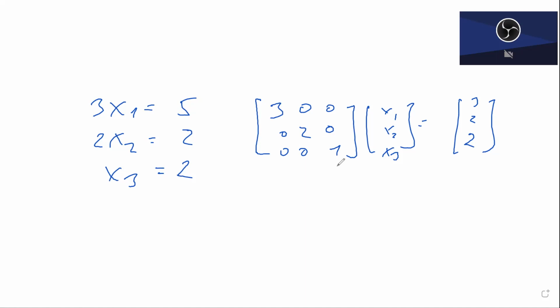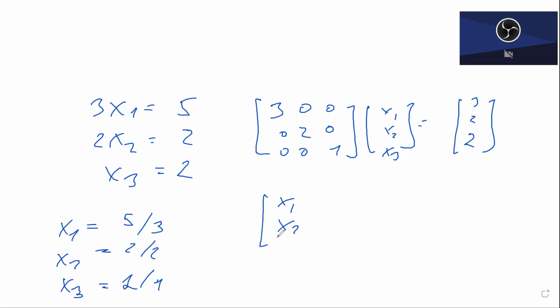Okay, but before we invert this matrix, let's just solve it how normal people would solve it. Normal people would just say 5 over 3, 2 over 2, 2 over 1. And indeed, that's exactly how those matrices are inverted. Right? It's just 1 over 3, 0, 0, 1 over 2, 0, 0, 0, 1.